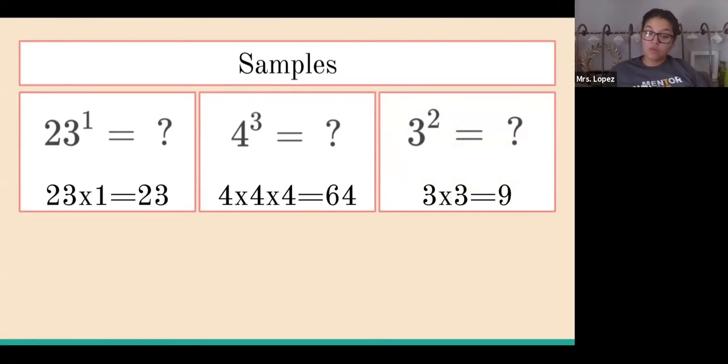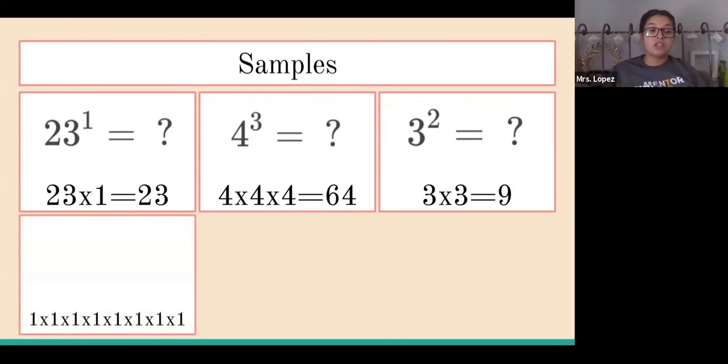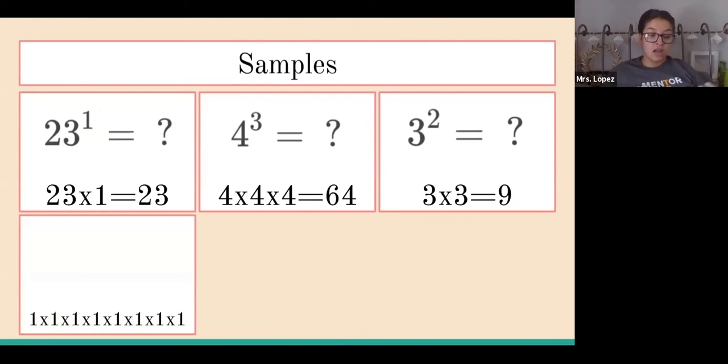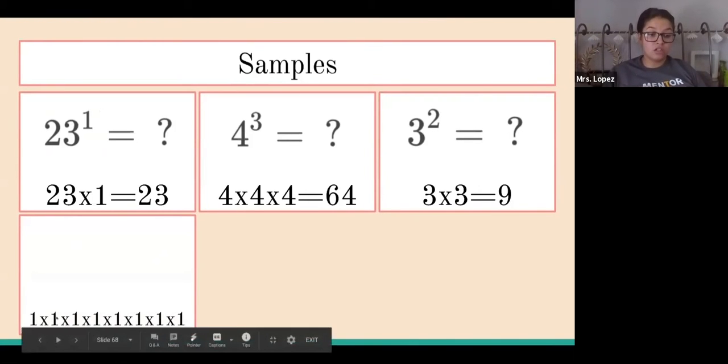So then we have the next one. Instead of me showing you this version in exponential form, I want you to change it from this expanded form to exponential form. So that is 1 times 1 times 1 times 1 times 1 and so on. We want to know how many ones there are. So there's 1, 2, 3, 4, 5, 6, 7, 8. So that means it is 1 raised to the 8th power. That's just basically writing this form out into a more simplified form.